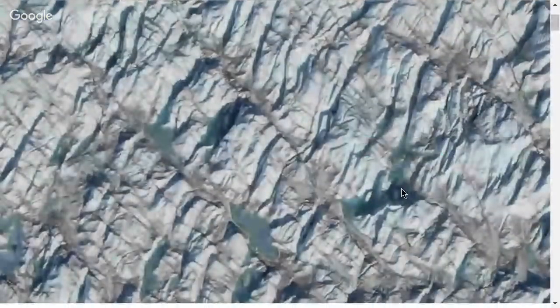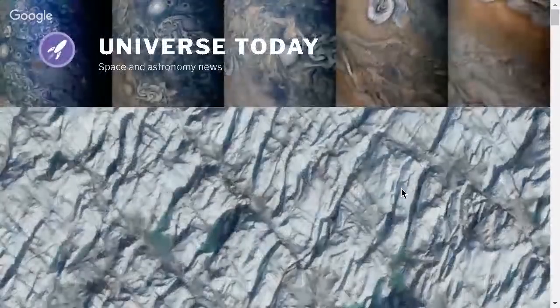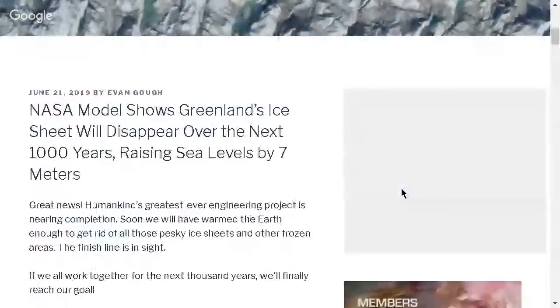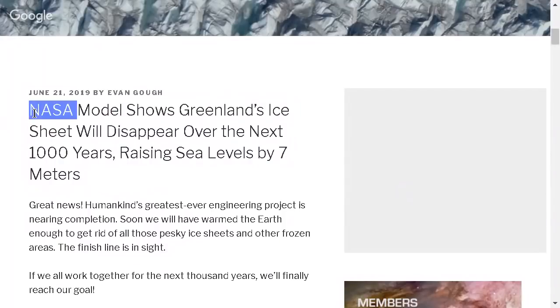Let's look at some more nonsense, as I love this close-up of a bunch of ice, which is, by the way, not particularly melting. Anyway, links to this article as well on Universe Today. NASA model shows Greenland's ice sheet will disappear over the next 1,000 years. So anyway, those climate alarmist forecasts have been updated to 1,000 years now, folks.